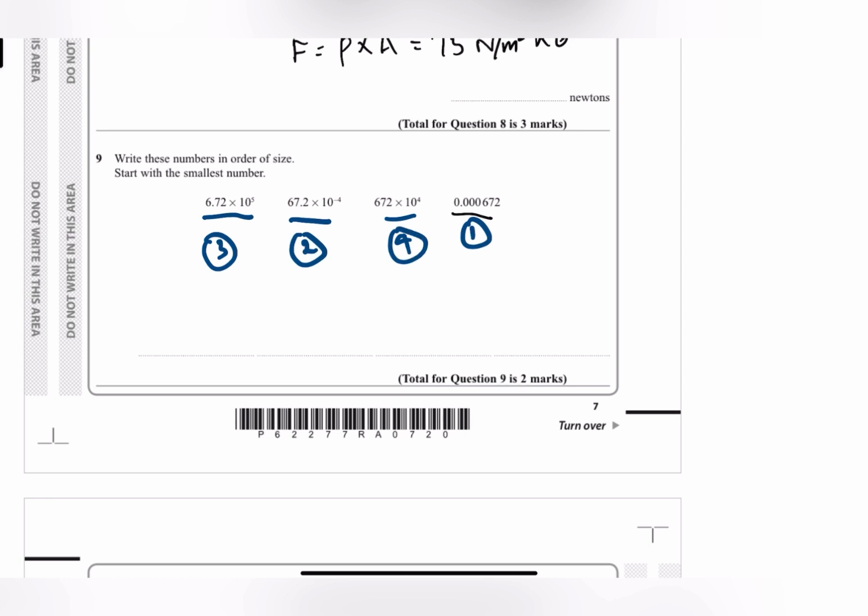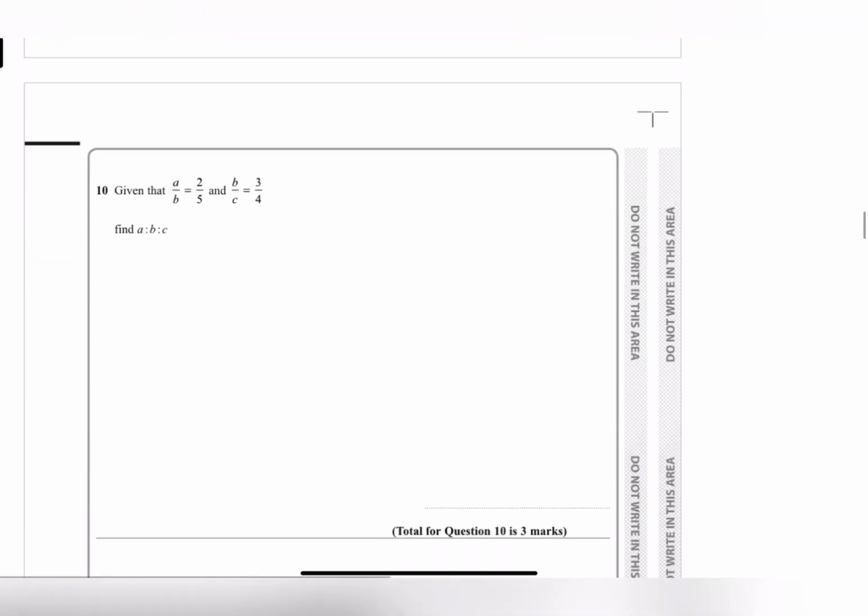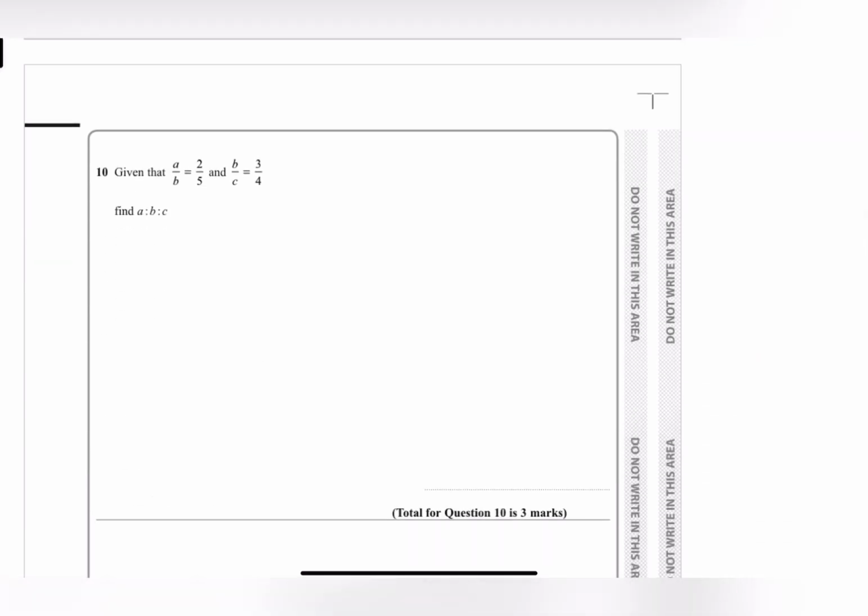Pretty easy problem. You can do the conversion of 10 to the power into the normal form and just compare this. Now the last problem is, given that A over B equals 2 over 5 and B over C is 3 over 4, you have to find the ratio of A, B and C.